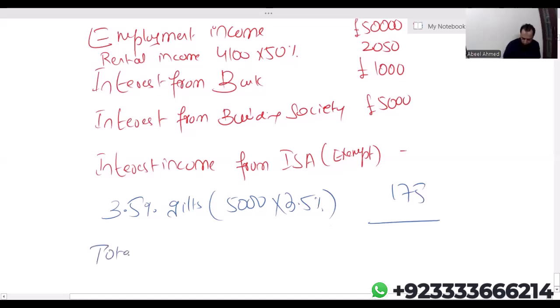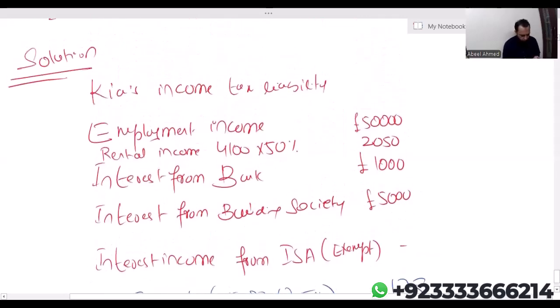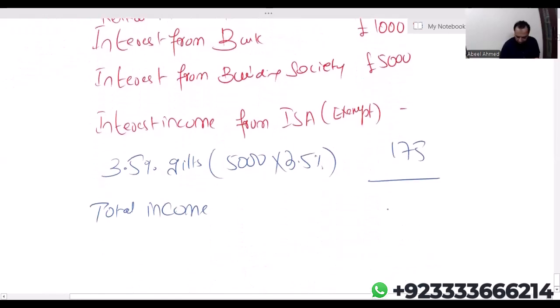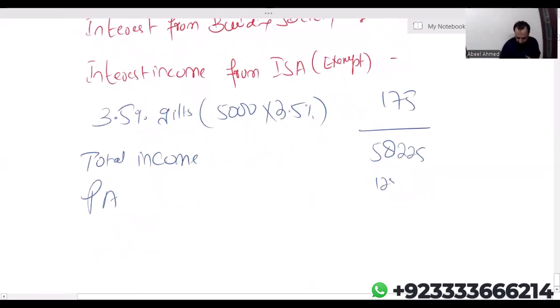Here comes the total income. 50,000 employment income, 2,050 property income, plus 1,000 plus 5,000 plus 175. I'm getting 58,225. Personal allowance, which is 12,570. Here comes the taxable income.